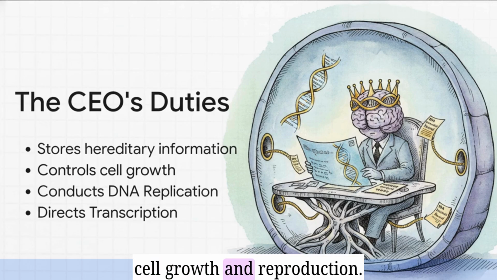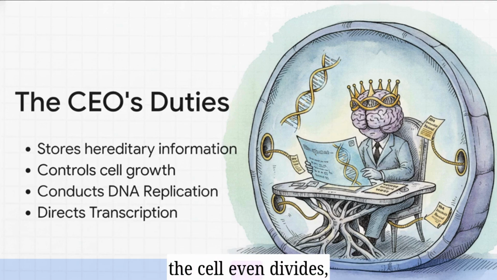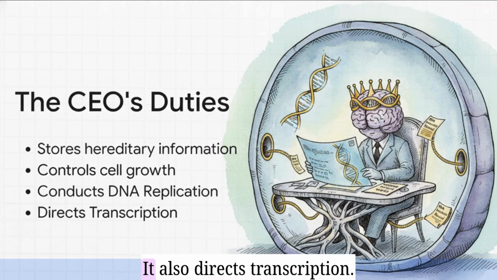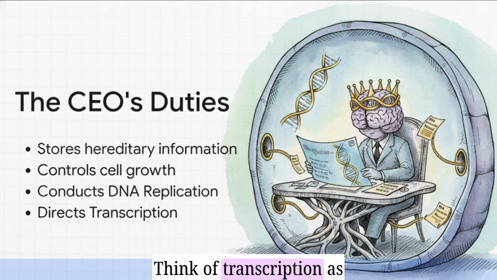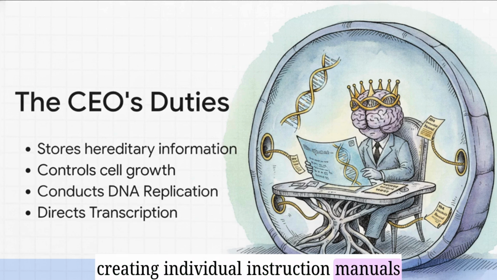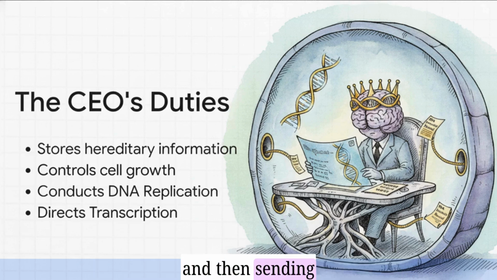It controls cell growth and reproduction. In fact, before the cell even divides, it conducts DNA replication, literally copying the master blueprints. It also directs transcription. Think of transcription as creating individual instruction manuals from the DNA into RNA, and then sending them out for the rest of the factory workers to actually read and execute.